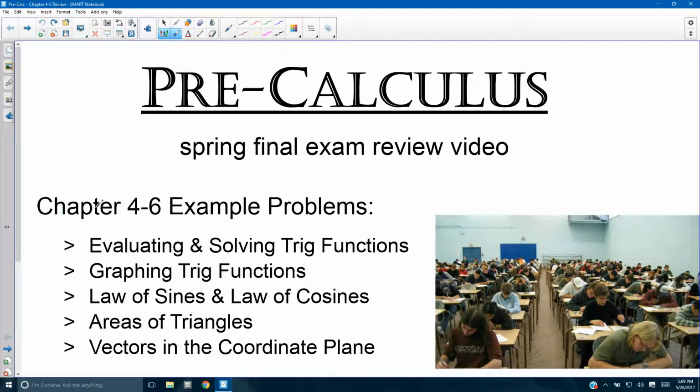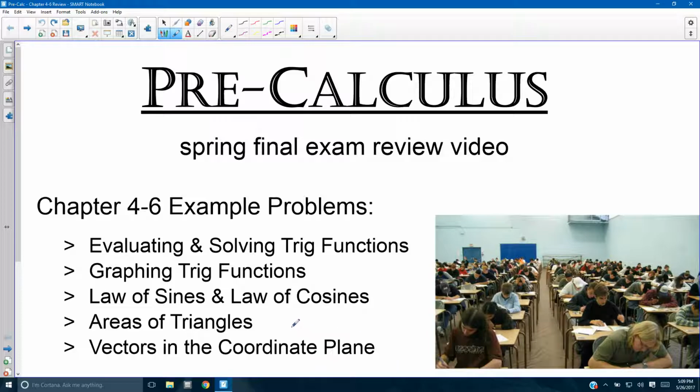We're in chapters 4 through 6. Last time we were in chapters 1 through 3. We're going to get an abundance of example problems from the following topics here: evaluating and solving trig functions, graphing trig functions, law of sines and cosines, areas of triangles, and vectors in the coordinate plane.